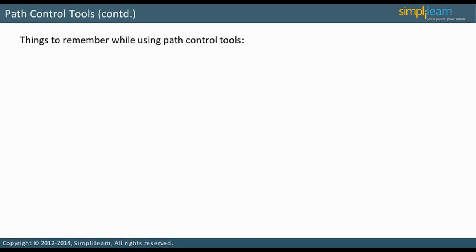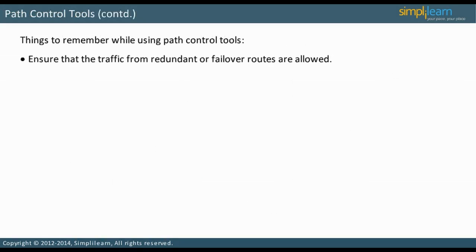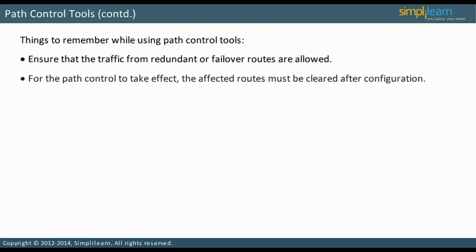Using path control tools that change the routing table may have side effects. You must be familiar with the network and traffic patterns before configuring path control. For example, there may be redundant routes used for traffic sharing or failover. While using path control, you may inadvertently block traffic from using these routes.